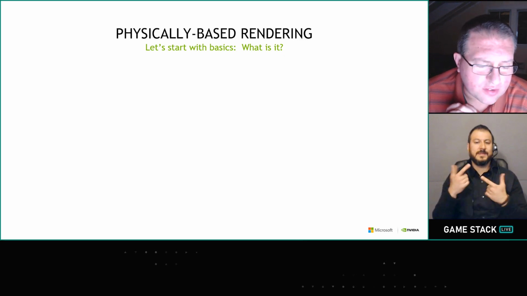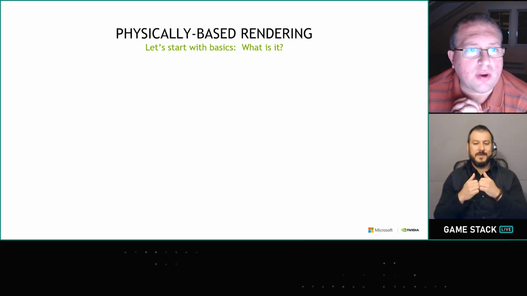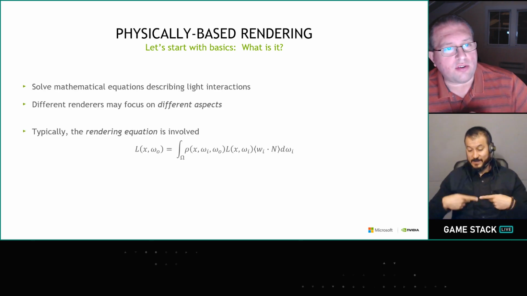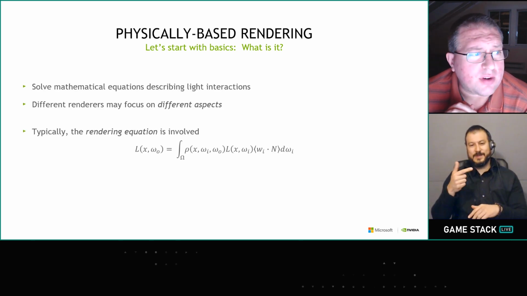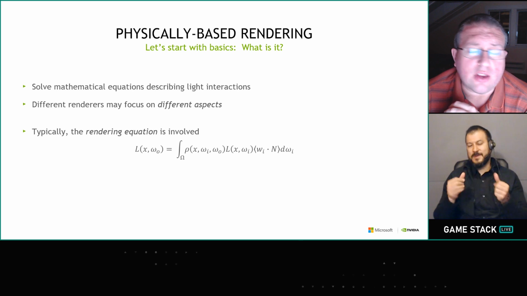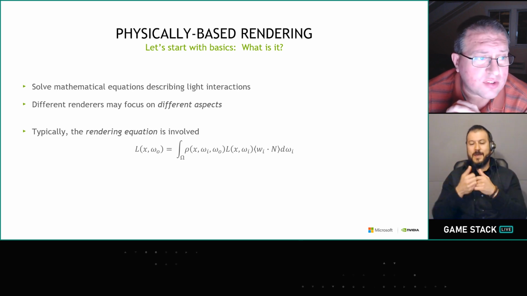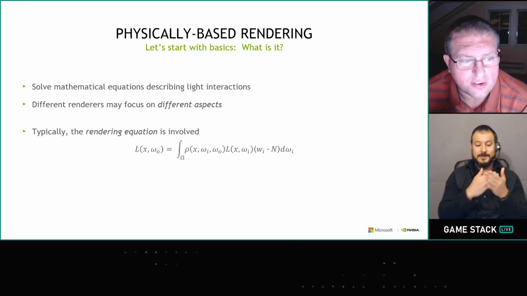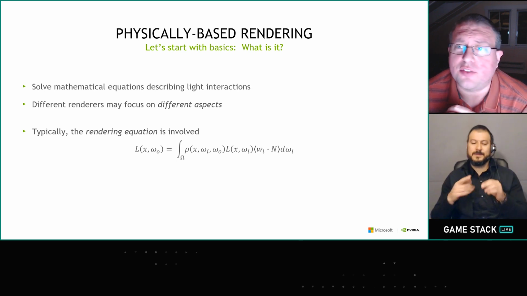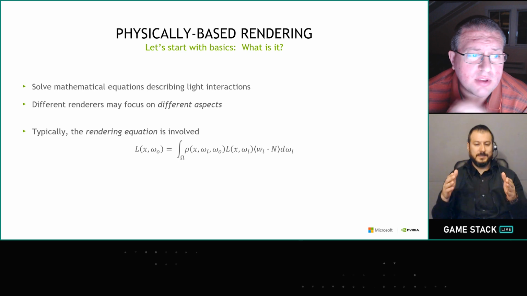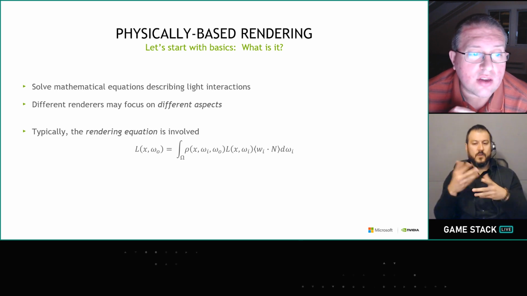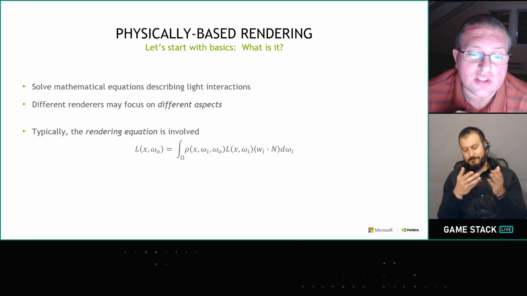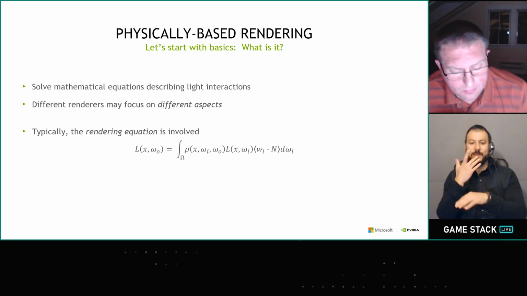So first, let's start at the basics with physically based rendering. Hopefully, all of you are familiar with this. Physically based rendering is the notion that you'd like to solve the mathematical equations describing how light interacts with the scene. Your renderer may focus on different aspects, some more than others. But typically the idea is that the rendering equation is involved, and you want to integrate this equation to compute the color at any given pixel.